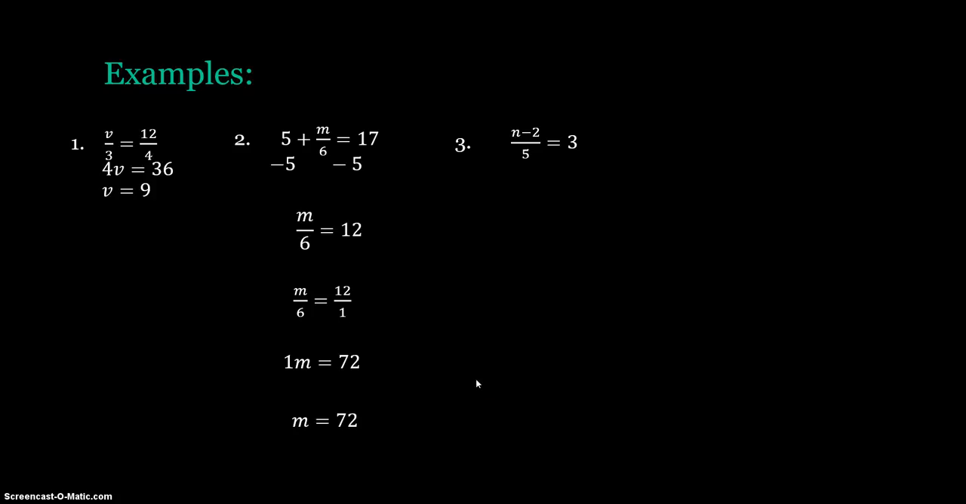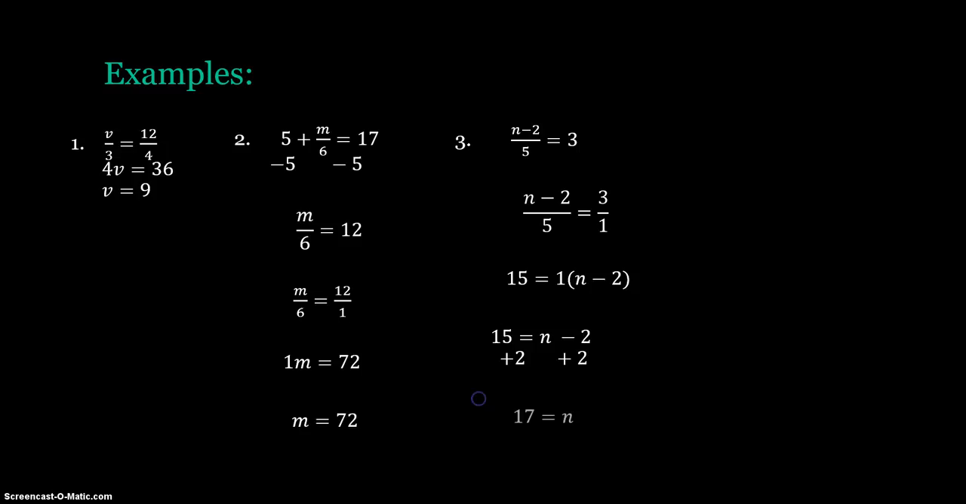Here again, we rewrite it, putting the 3 over 1. We cross multiply. 5 times 3 is 15. 1 times n minus 2. And we distribute that 1. 1 times n is n. 1 times negative 2 is negative 2. Now we can just add 2 to both sides. And n equals 17, or 17 equals n.